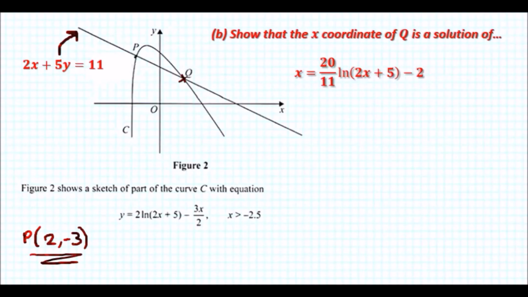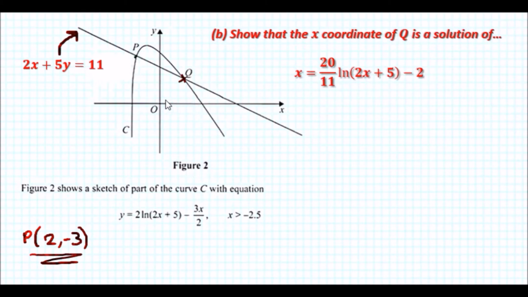Alright guys, here we are, part B. So in this case, we need to show that the x coordinate of Q at this point here is the solution given by this. Okay, so in this case, we're not actually trying to find x, we're trying to present some kind of equation in terms of x. Because actually looking at this right now, it's quite difficult to solve without iteration methods.